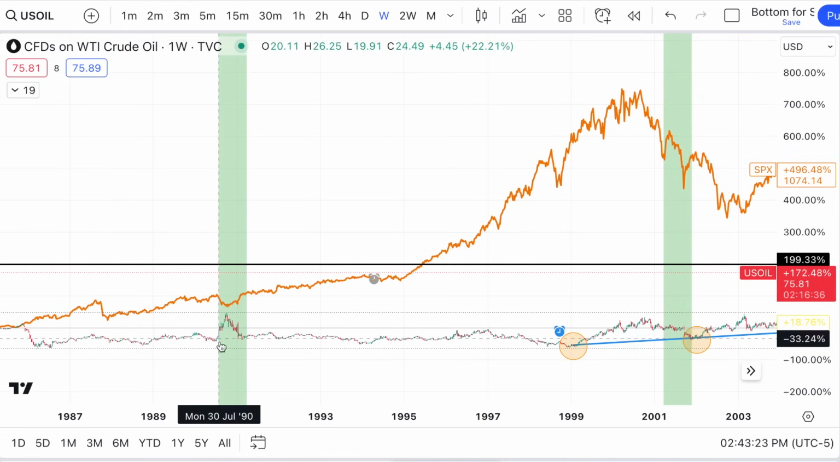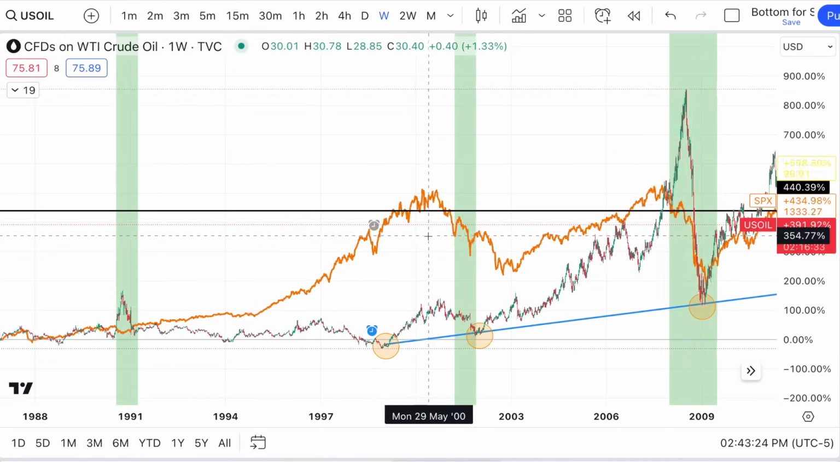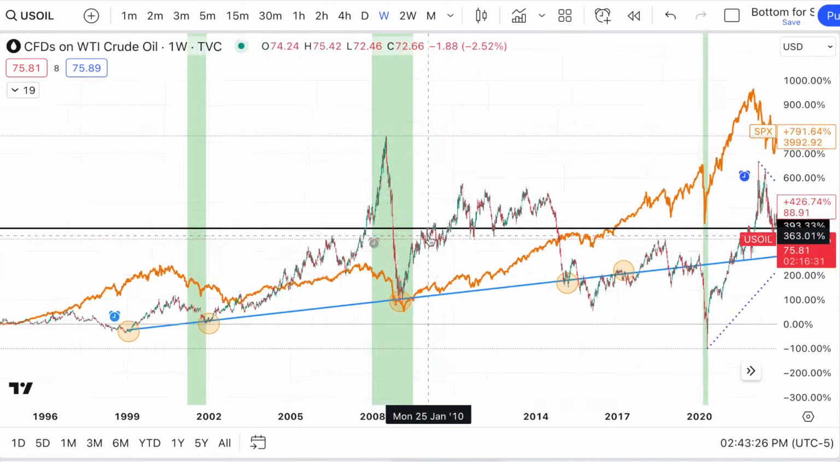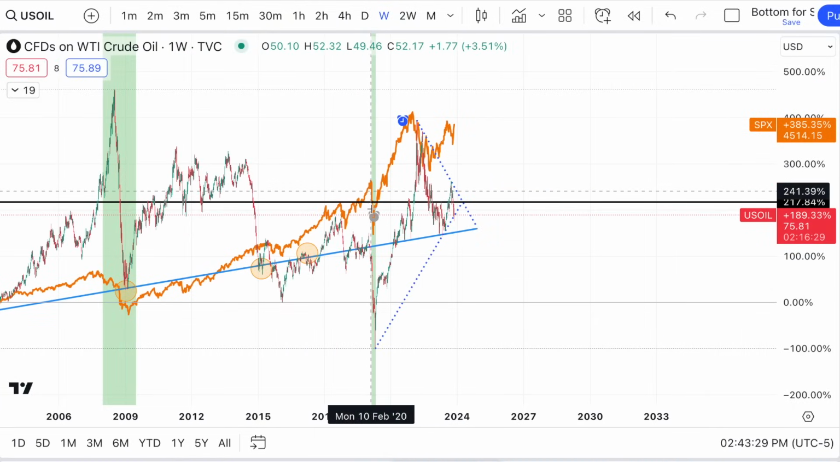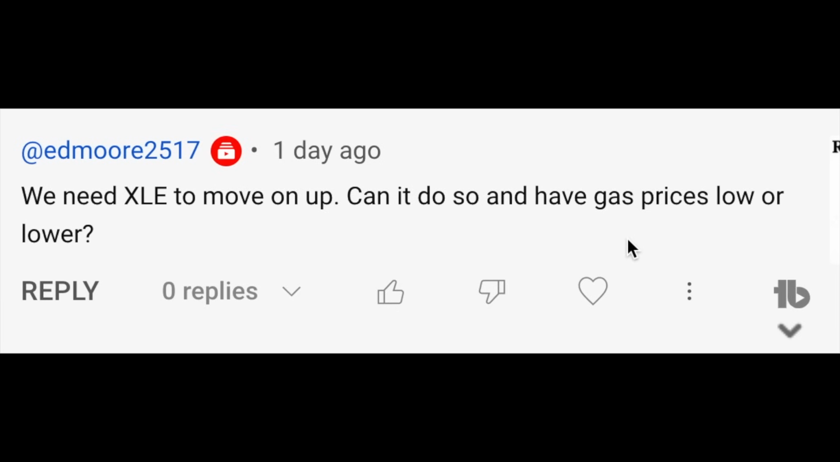So if you know in the comments why oil spikes going into a recession, let me know. I don't really understand that, and I'm not an oil expert of any kind. So please in the comments, let us know if you have an answer for that and what's happening with that. Again, you see 2020, that's when we shut down the world, so the stocks and the oil went down at the same time. Now, next one says we need XLE to move on up.